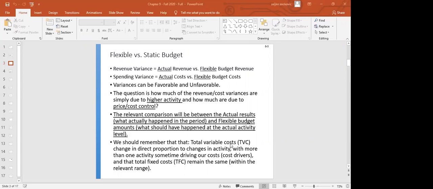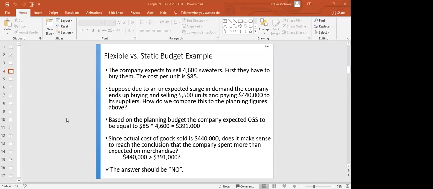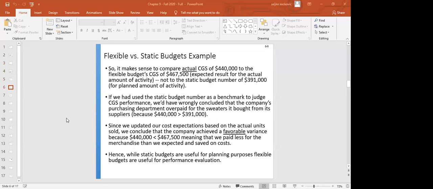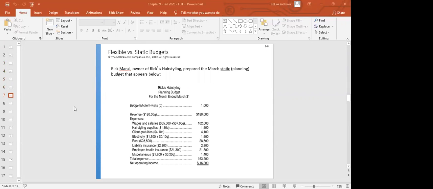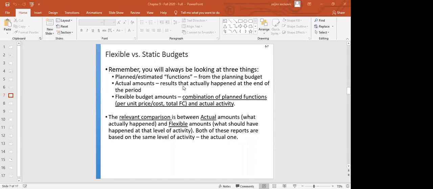We should remember that total variable cost changes in direct proportion, and the total fixed cost. You might have more than one activity driving things. That will be at the end of this example with multiple. So this is the way to set this up when you're working on problems.